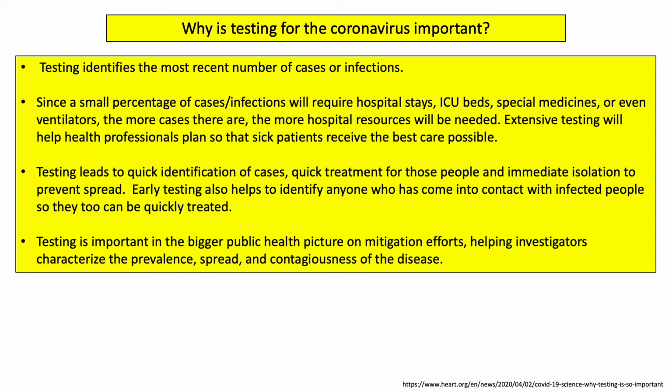Testing leads to quick identification of cases, and if we can identify cases quickly, we can get those individuals the treatment that they need. Also, if we catch the case early, they can do contact tracing and try to identify all those others that came in contact with the infected individuals so that they too can get quick and effective treatment early on. Testing is also important because the information from testing helps them plan mitigation efforts, and helps investigators characterize the prevalence, the spread, and the contagiousness of the disease.